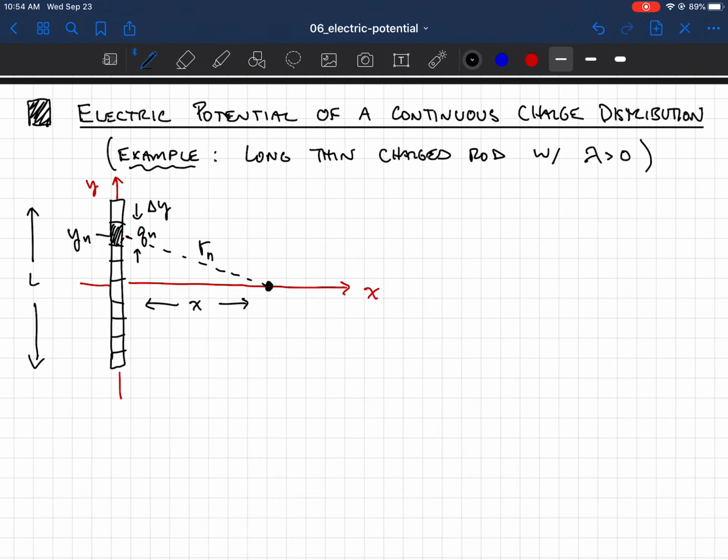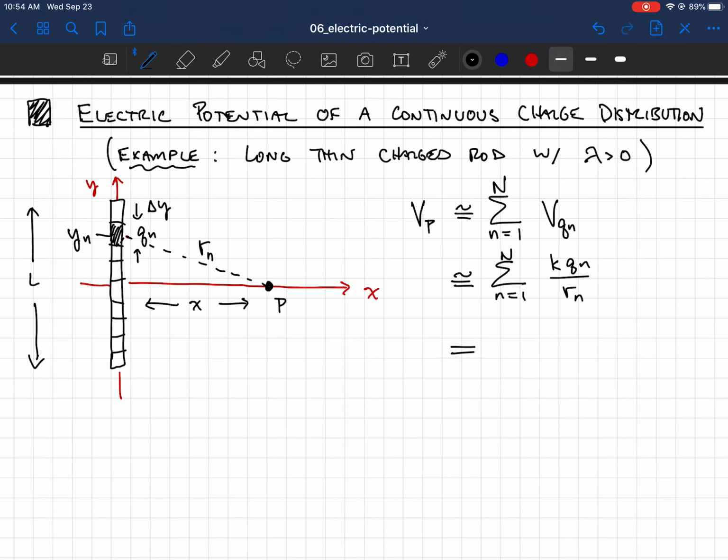And so I think we're ready to evaluate this now. So we're looking at the potential at point P, and we say that it's approximately equal to the sum, where n goes from 1 to capital N, of the potential due to each chunk. So let's say VQn, meaning the potential of a point charge, which is the point charge Qn. Remember, small steps. Then we can use the equation for a point charge. So that's going to be K Qn over Rn.